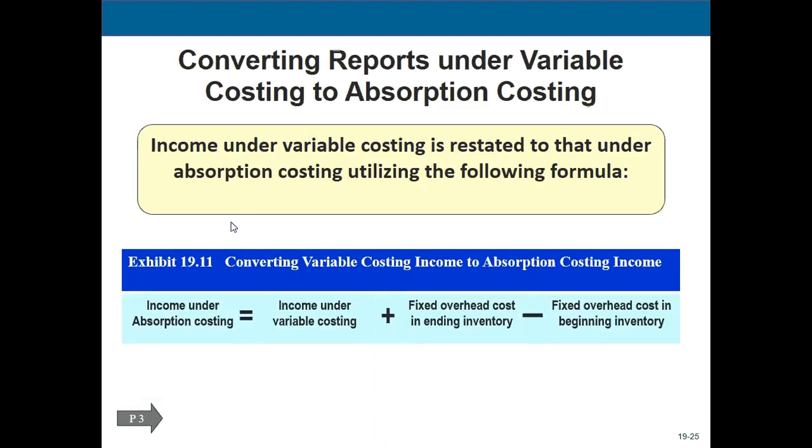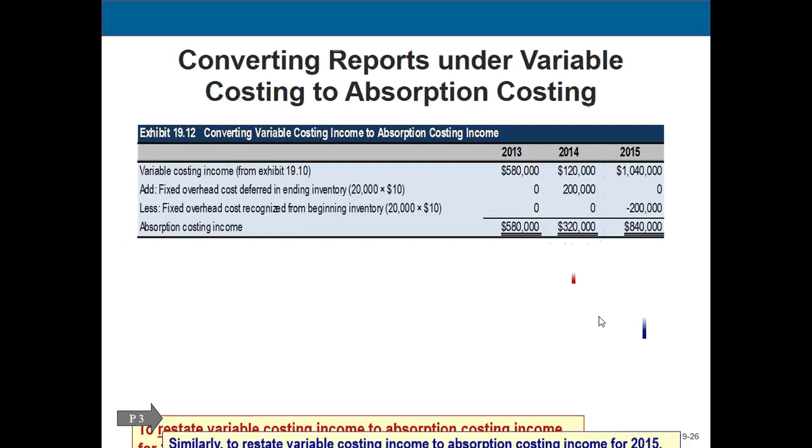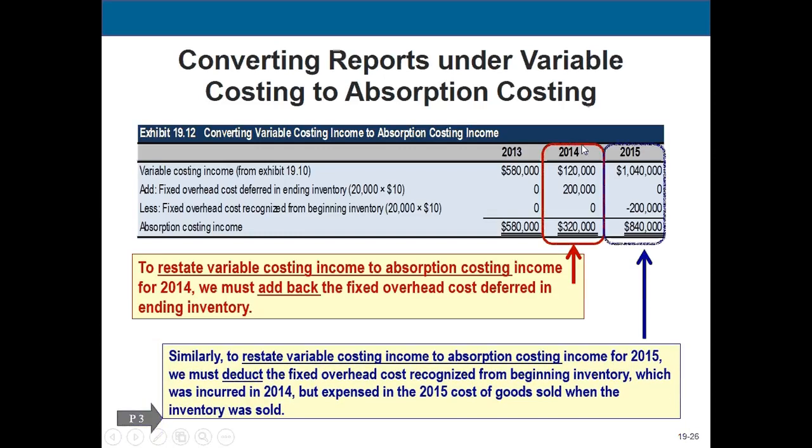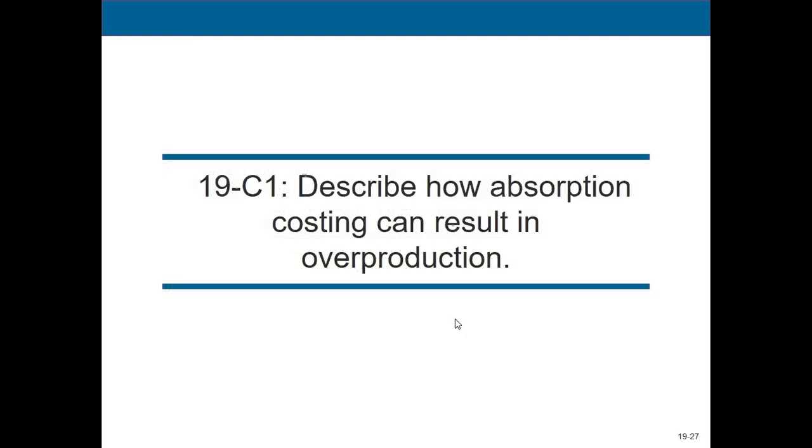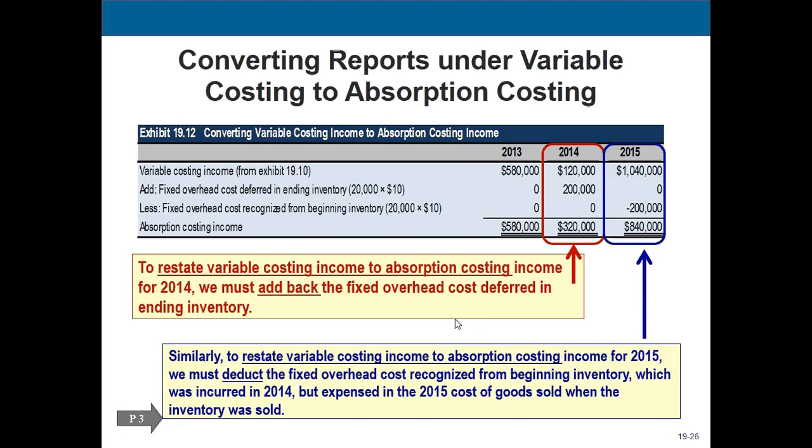It's really not all that hard, it just feels a little bit different. So if we want to find income under absorption costing by converting away from variable, we take our income under variable, we add the fixed overhead costs in our ending inventory, and then we take away the beginning. I'm sure they're going to give us an example. Here it is, right? Remember, 2014 was the year that we had some kind of difference. We didn't have to worry about 2013, right? But definitely in 2014, and then we had to get 15 back as well. To restate it, remember, we've got to add back fixed overhead costs, deferred. Let's see, well, it's not going to show us, but we'll see it in a group work, I promise.